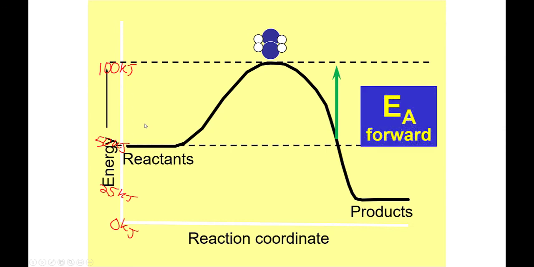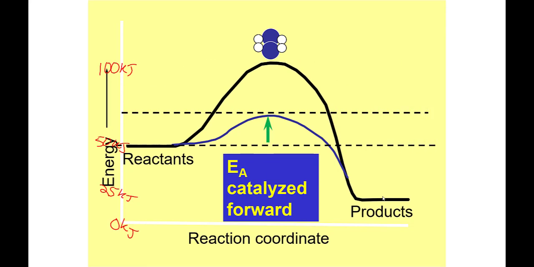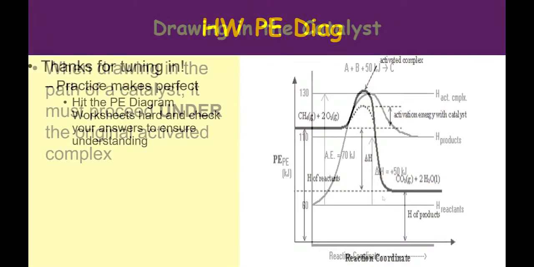But if I draw in a catalyst, or if the catalyst takes a pathway that's under that activated complex like this, now I don't have to go to the top of the mountain. Essentially, I could go through it and get from reactant to product much quicker. That changes my activation energy and gives me a much lower one when I have the activation energy of the catalyzed forward reaction.